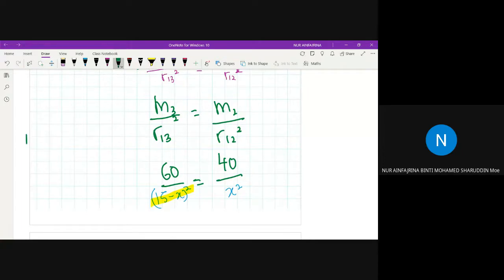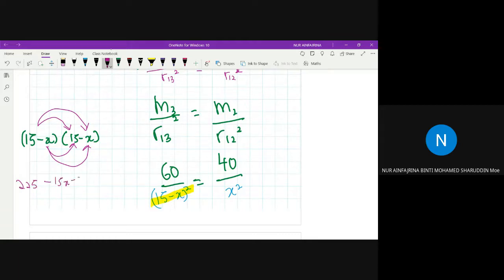So bila kita buka dia, kita akan dapat 15 tolak x darab dengan 15 tolak x. So apa yang awak akan buat, awak akan ambil 15 times 15 and 15 times negative x times 15 and negative x times negative x. Di mana awak akan dapat dia 225 minus 15x minus 15x plus x squared. So literally you akan dapat x squared minus 30x plus 225. Jadi masukkan dia balik. Okay, I'll continue here ya.